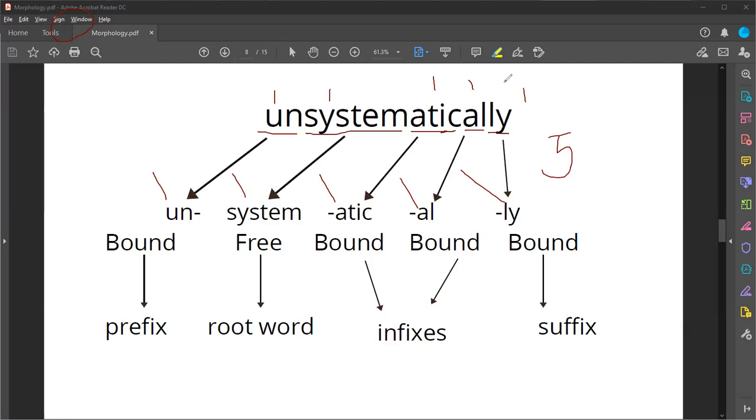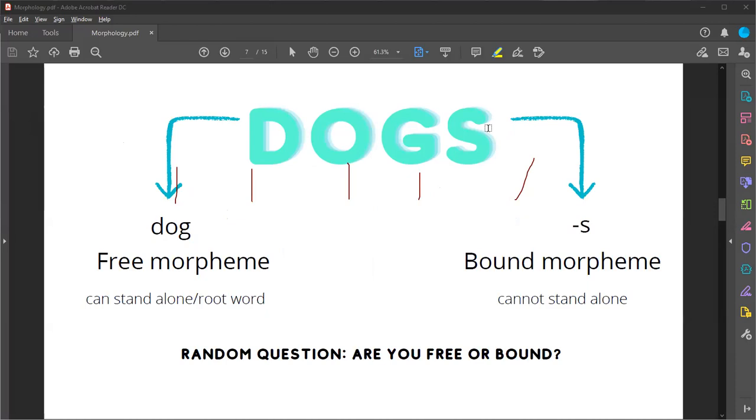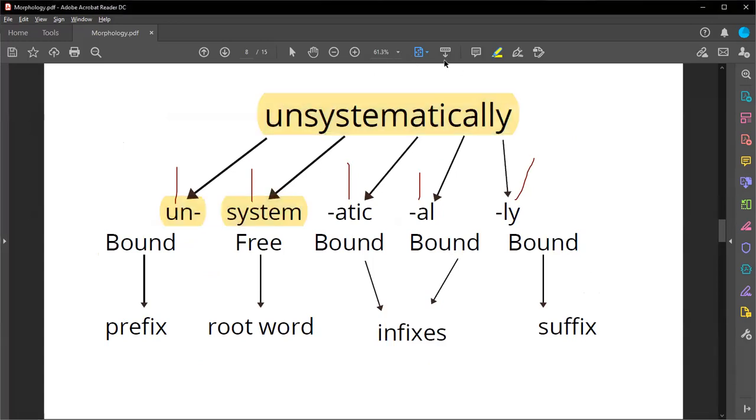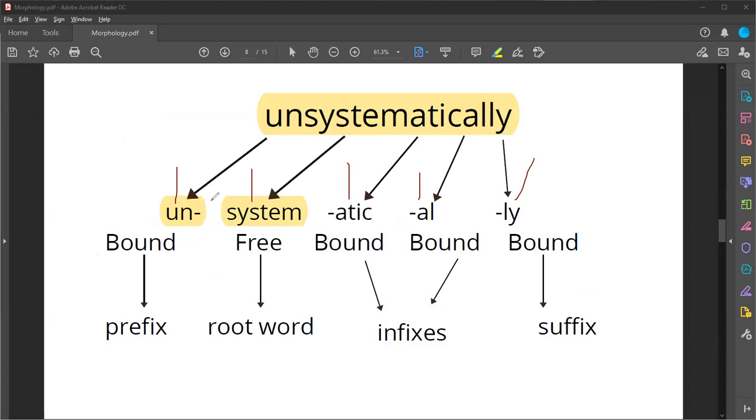We have five morphemes, sir. We have un, we have system, we have atic, we have al, we have ly. In order for us to identify again, just like what we did last time, when the dog is the free morpheme and the s is the bound morpheme. So in here, let's try the word unsystematically. Class, we have the un. Can this word un stand alone or not? No, sir. That's correct. So this will be the bound.